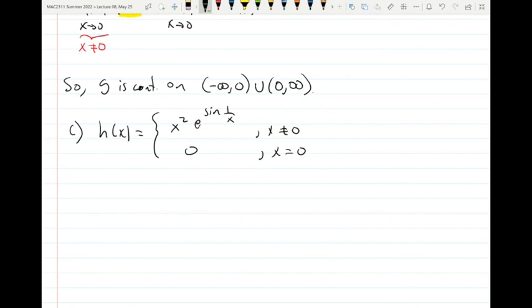Is e part of the exponent? This is x squared times e to the sine of 1 over x. Okay, so what's the domain of this function? All real numbers. So what does that mean? What do we need to do?